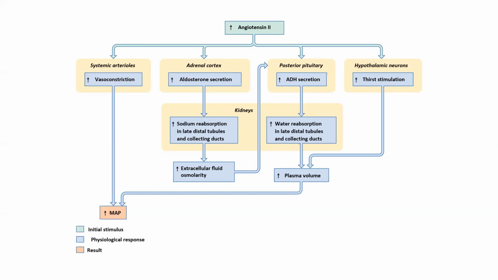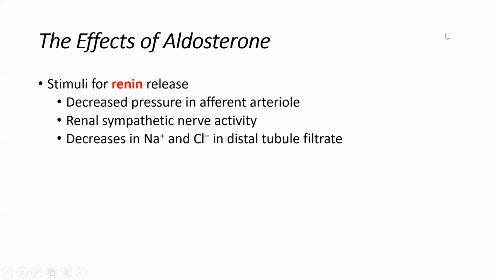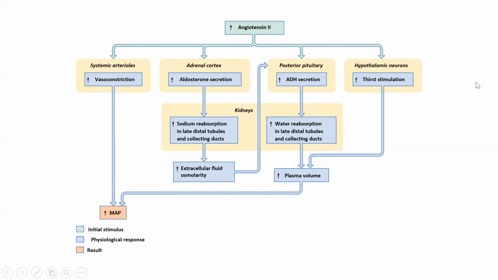So the stimuli for angiotensin 2 are basically anything that has dropped mean arterial pressure. Again, shock, hemorrhage, dehydration. And so the four mechanisms of correcting that all lead to an increase in mean arterial pressure, some influencing plasma volume through water, some influencing plasma osmolarity through sodium, and then the systemic arterioles simply vasoconstricting to directly influence that pressure.